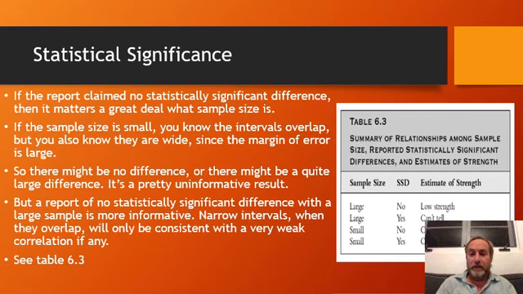And we have a little table 6.3 that sort of summarizes these relationships. If you just get a report of a statistically significant or not statistically significant difference, but they don't give you the sample frequencies, this is what you can know from them, and it's honestly not a lot.